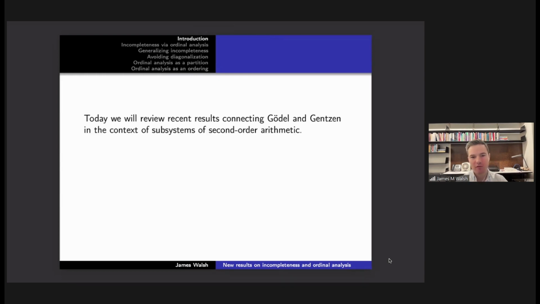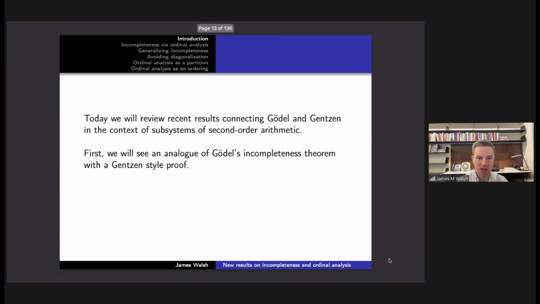So today I'm going to review some recent results that connect the Gödel phenomenon and the Gentzen phenomenon in the context of second order arithmetic. We're going to be working with subsystems of second order arithmetic, and discussing results that connect ordinal analysis and incompleteness. The first thing we're going to do is see an analog of the second incompleteness theorem, which uses a Gentzen style proof.